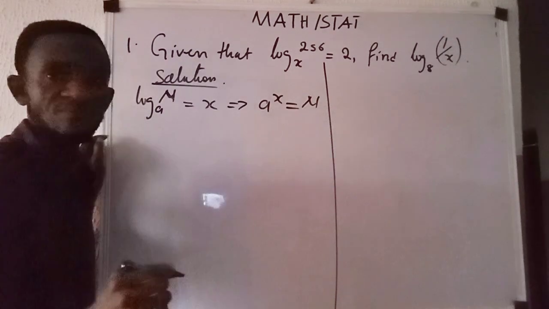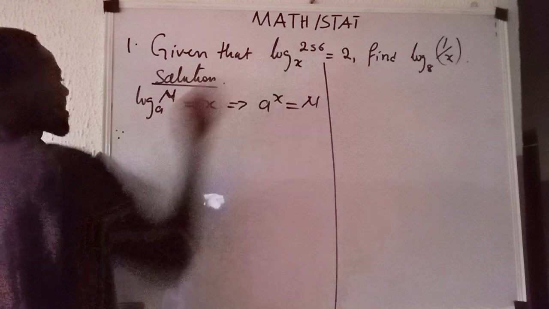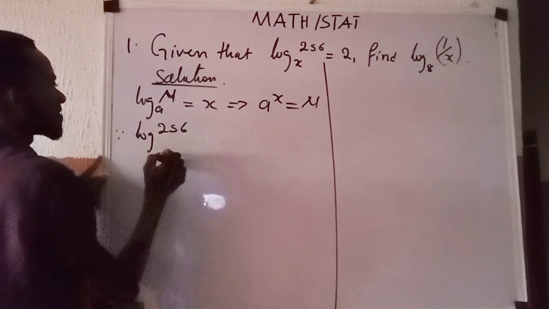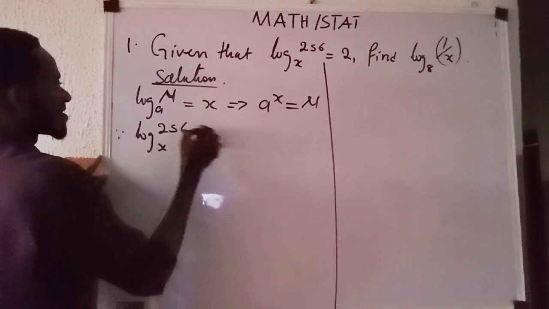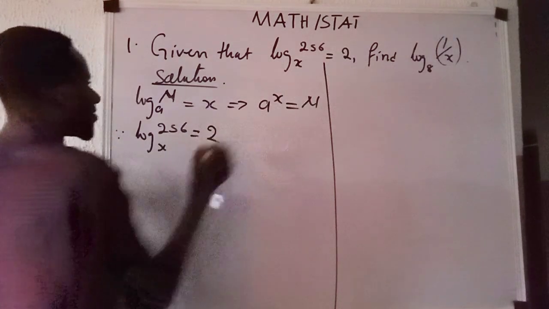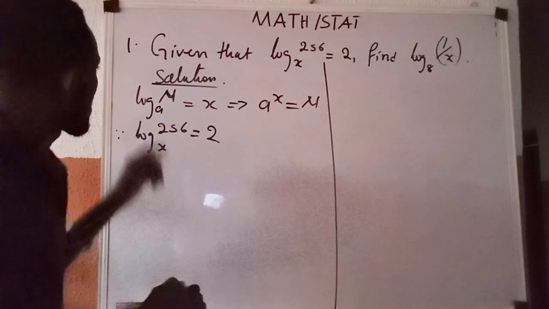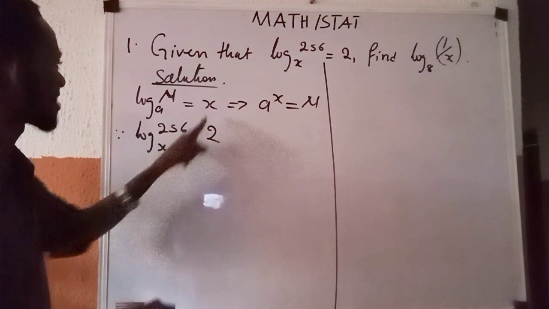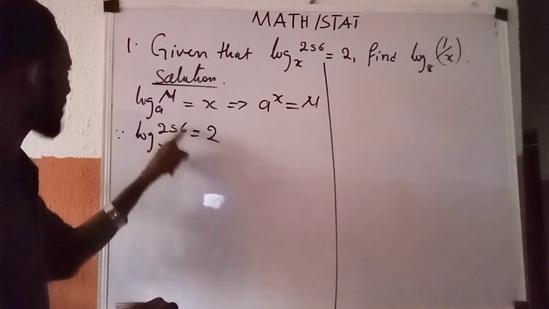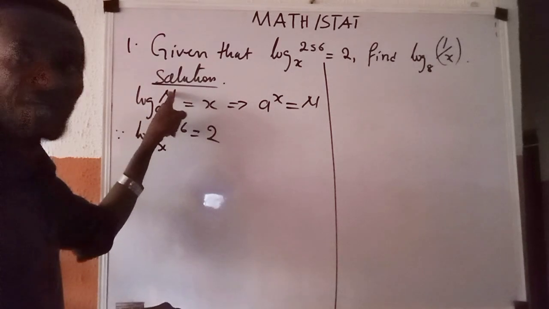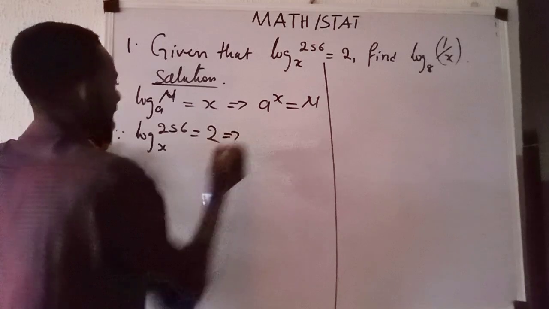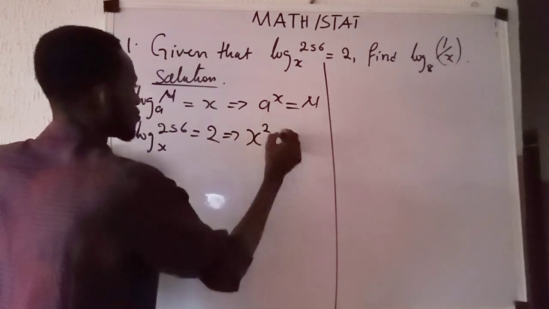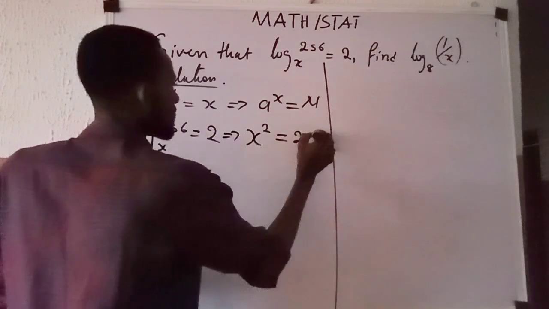I will say therefore, what they gave me here is log of 256 base x equals 2. So what am I going to do? I'm going to look at this x as if to say it were A. Look at this 2 here as if to say it were this x. Look at 256 as if to say it were n. So in that case, this will imply x raised to power 2 is equal to 256.